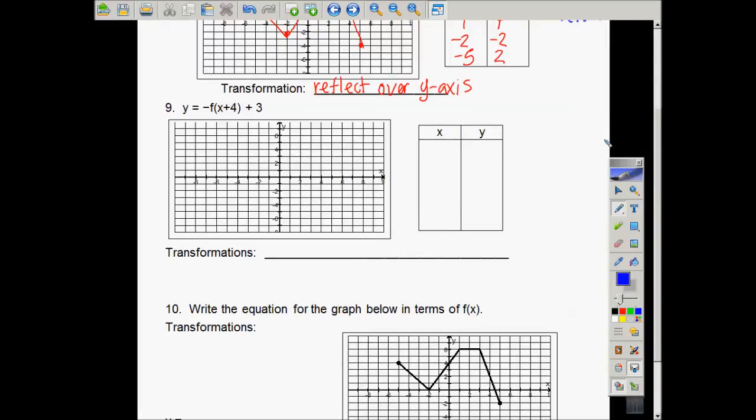All right, number 9. Okay, so you start with the X. So what's happening to X? Because it's the inside, right? The only thing that's happening to X is 4 being added. So to every X value, I'm adding 4. Am I doing anything else to the inside? No. So now we're gonna move to the outside.